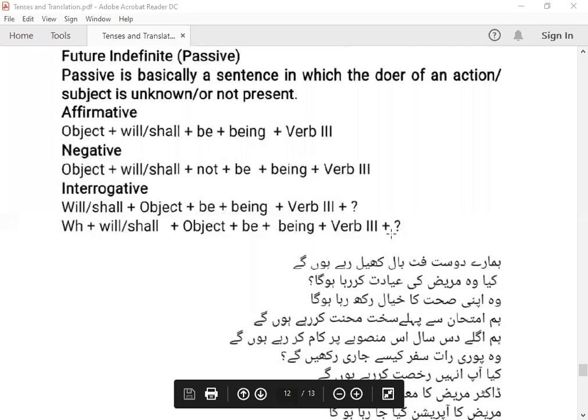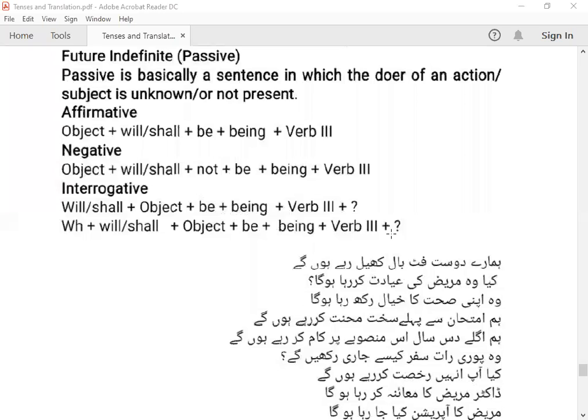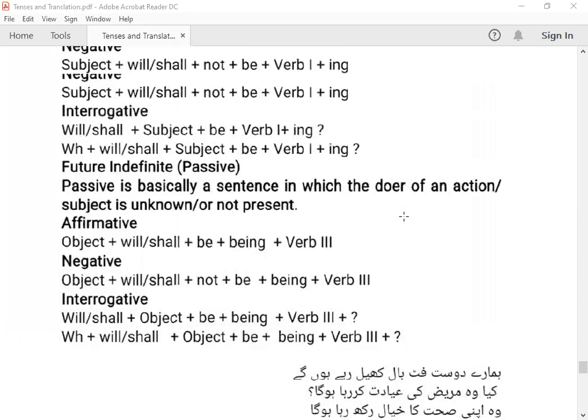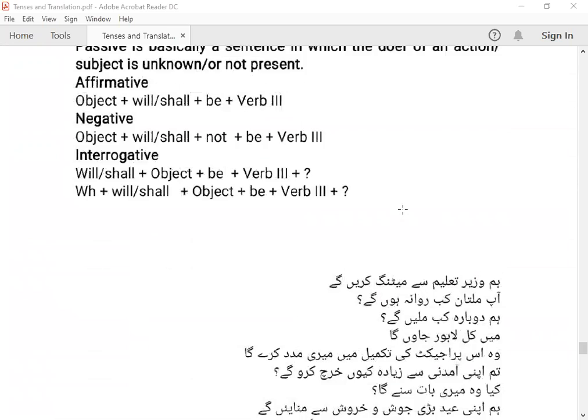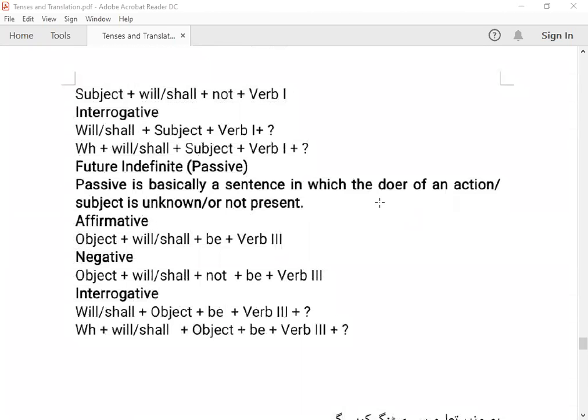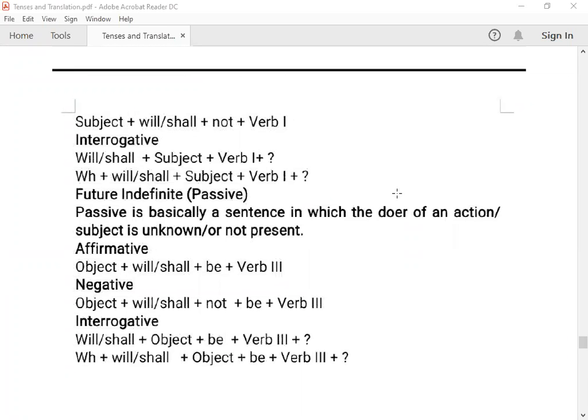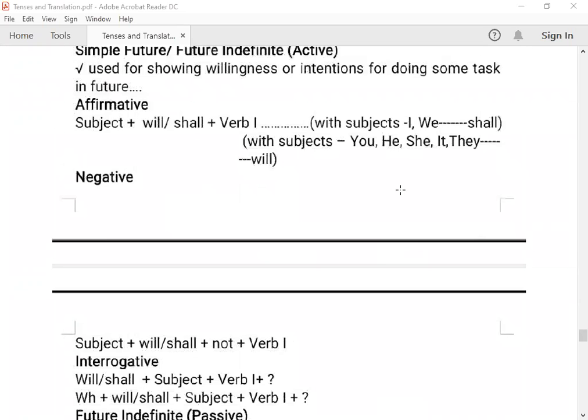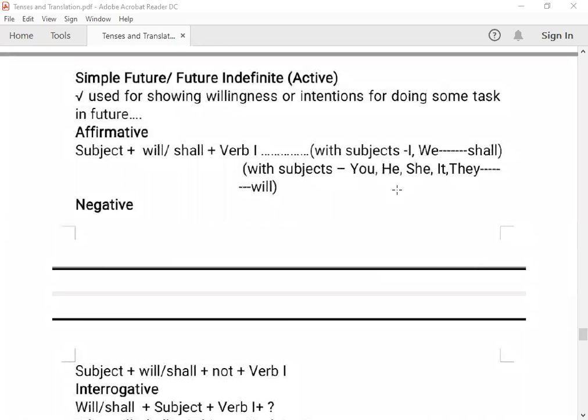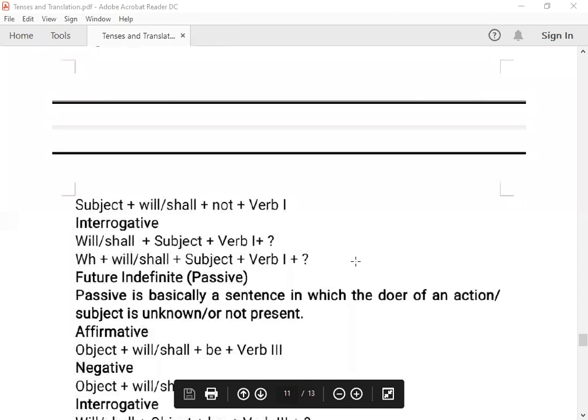Once again, I would come towards revision of these 2 tenses. The first tense was simple future, and simple future is used to show willingness or to show intention, especially when somebody is talking on the spot and he wants to show his intention, his willingness, then he uses simple future. When somebody is talking and on the spot he decides to do something or he plans, then he shows intention by will or shall that are modal and first form of the verb.